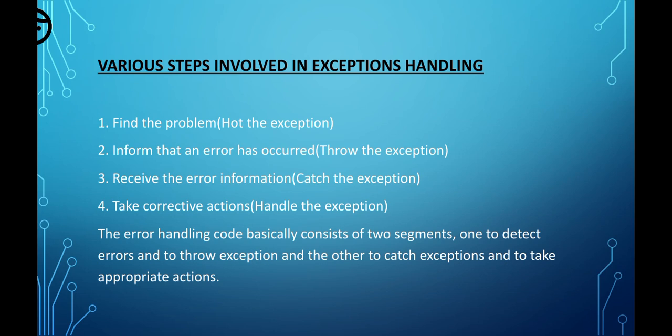The error handling code basically consists of 2 segments: one to detect errors, which comes under the try block, and to throw the exception, and the other to catch the exception and to take appropriate action. So this needs 3 blocks, namely try, throw, catch.